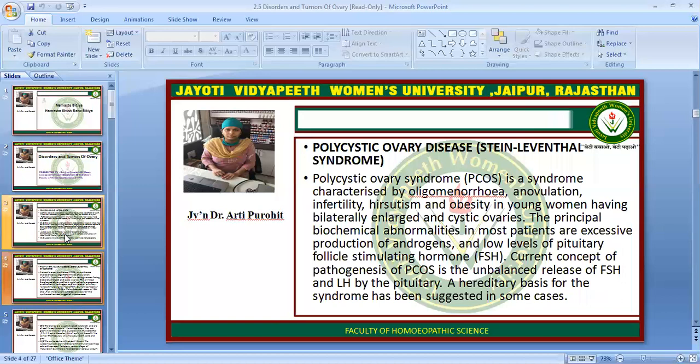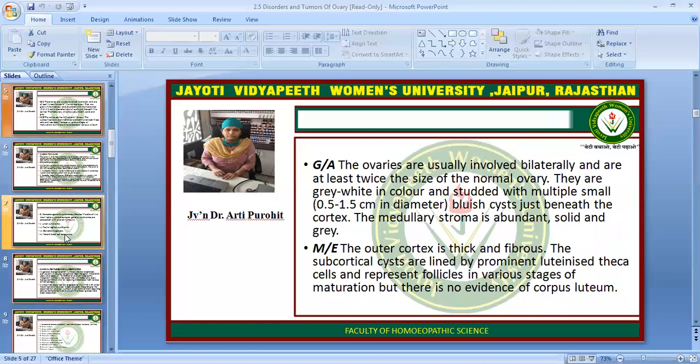PCOS is a syndrome characterized by oligomenorrhea, anovulation, infertility, hirsutism, and obesity in young women having bilaterally enlarged and cystic ovaries. The principal biochemical abnormalities in most patients are excess production of androgen and low level of pituitary follicle stimulating hormone, that is FSH. The current concept of pathogenesis of PCOS is the unbalanced release of FSH and LH by the pituitary. A hereditary basis for the syndrome has been suggested in some cases.